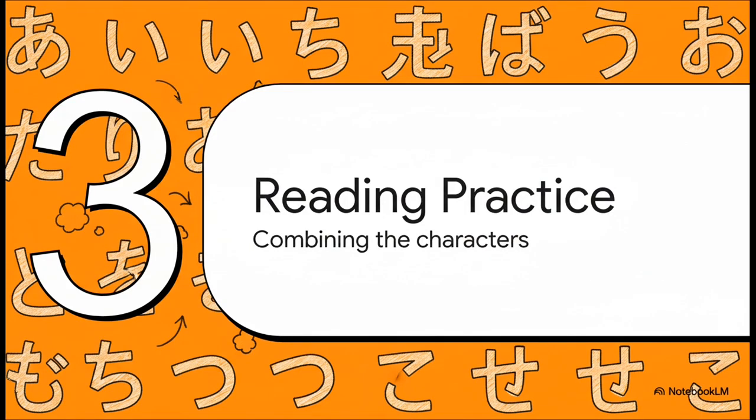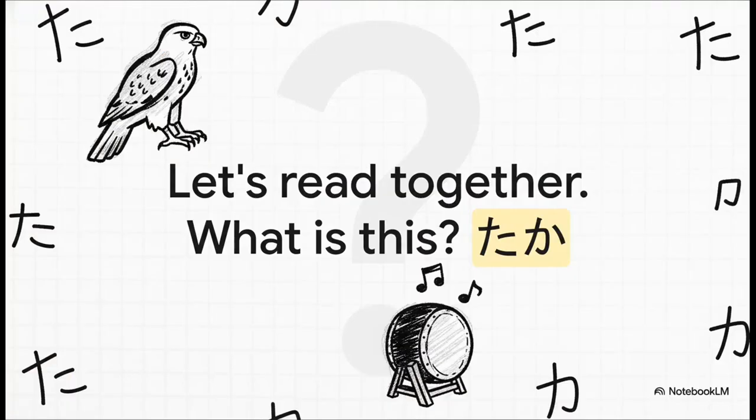Okay, the theory is one thing, but the best way to make this stick is to actually use it. So let's start combining our new T-row characters with everything we already know and do some reading. All right, first one up. Take a look at these 2. Give it a try. We have ta and ka. Put them together, you get ta-ka, just like that.